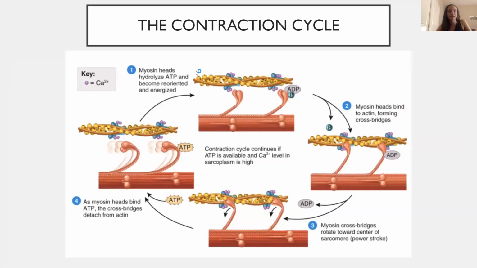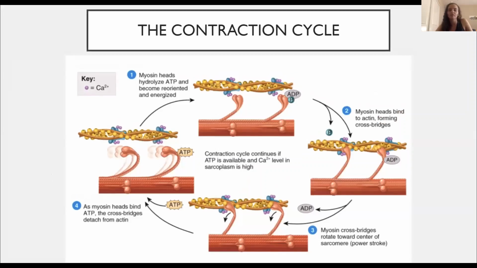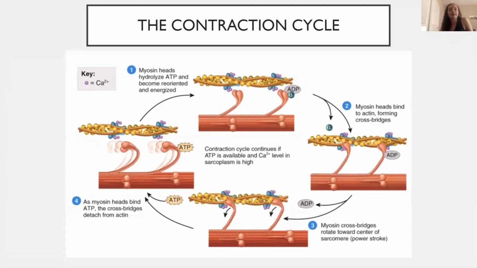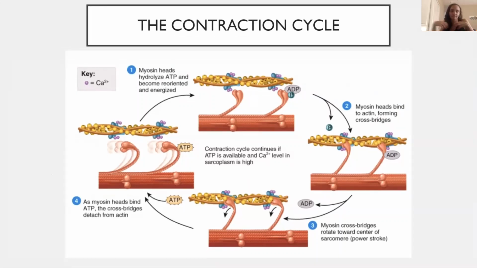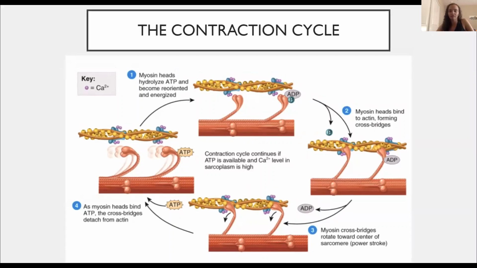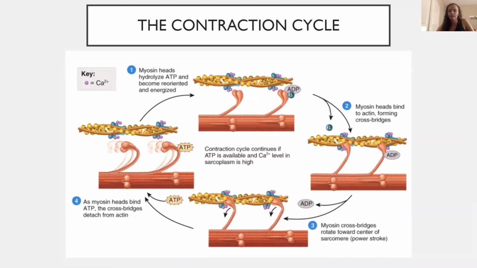Okay, so this schematic goes through the specific steps of muscle contraction. Myosin heads will hydrolyze ATP using something called myosin ATPase, an enzyme that essentially makes ADP and inorganic phosphate from ATP. When that happens, the myosin heads can then bind to actin, forming these cross bridges. And the ADP is, in the meantime, still bound to the complex.